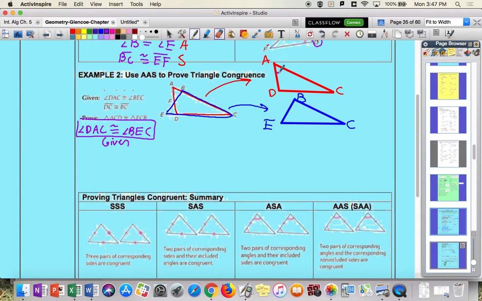All right, so we get back on track here. So DAC, BEC, so those two angles right there and there, right? So those are congruent to each other. And then we've got DC is congruent to BC.